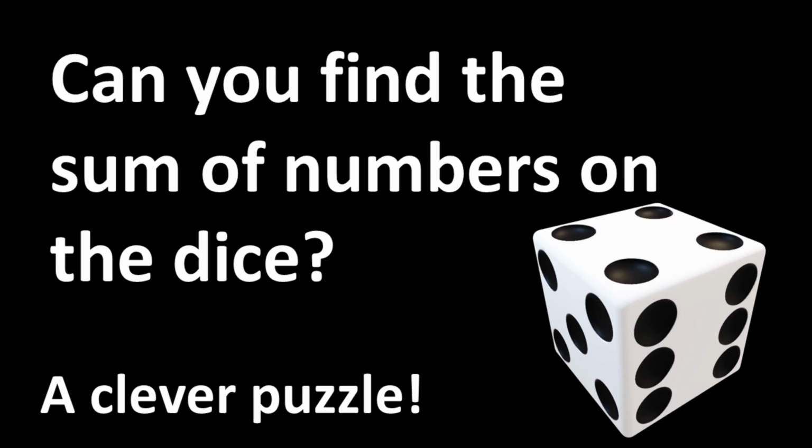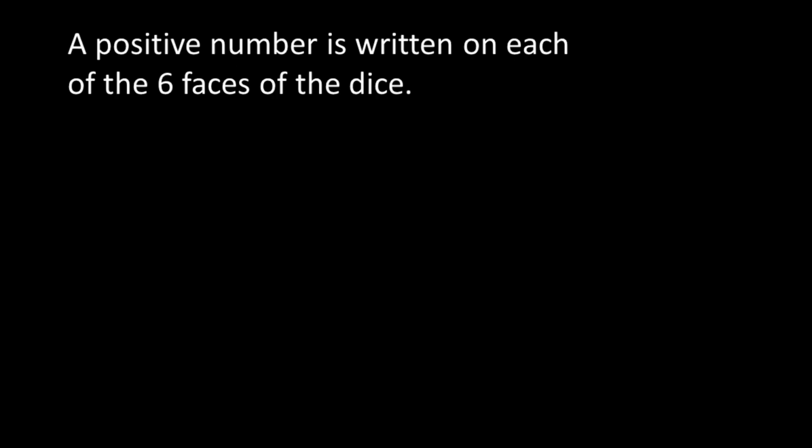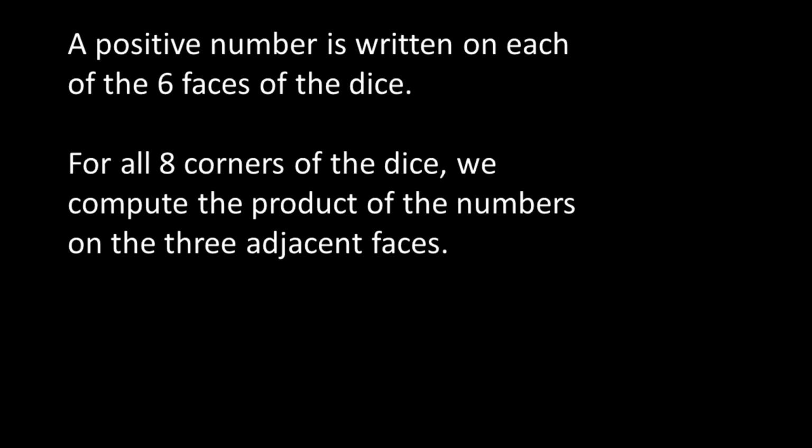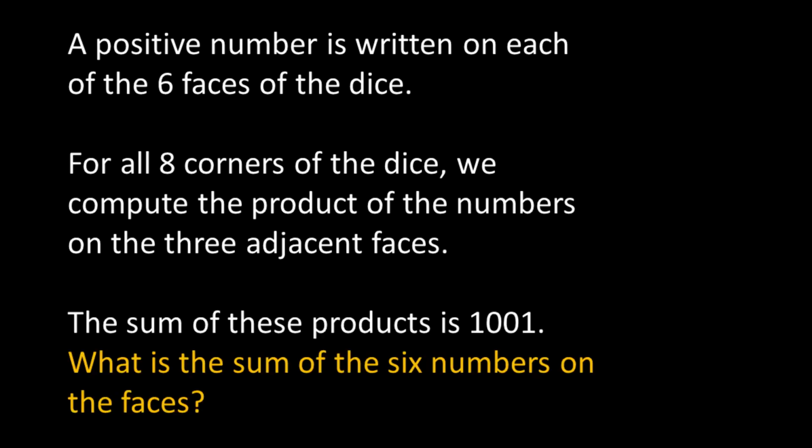Here is the question. A positive number is written on each of the 6 faces of the dice. For all 8 corners of the dice, we compute the product of the numbers on the 3 adjacent faces of the corner. The sum of these products is 1001. What is the sum of the 6 numbers on the faces?